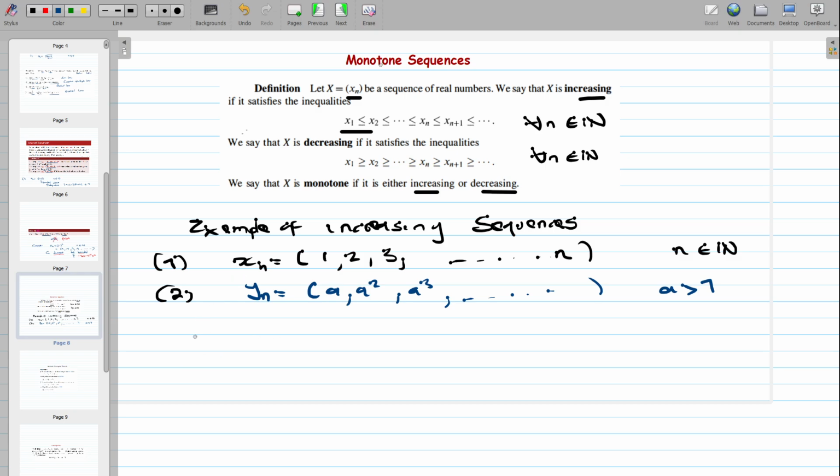Then let's look at examples of decreasing sequences.